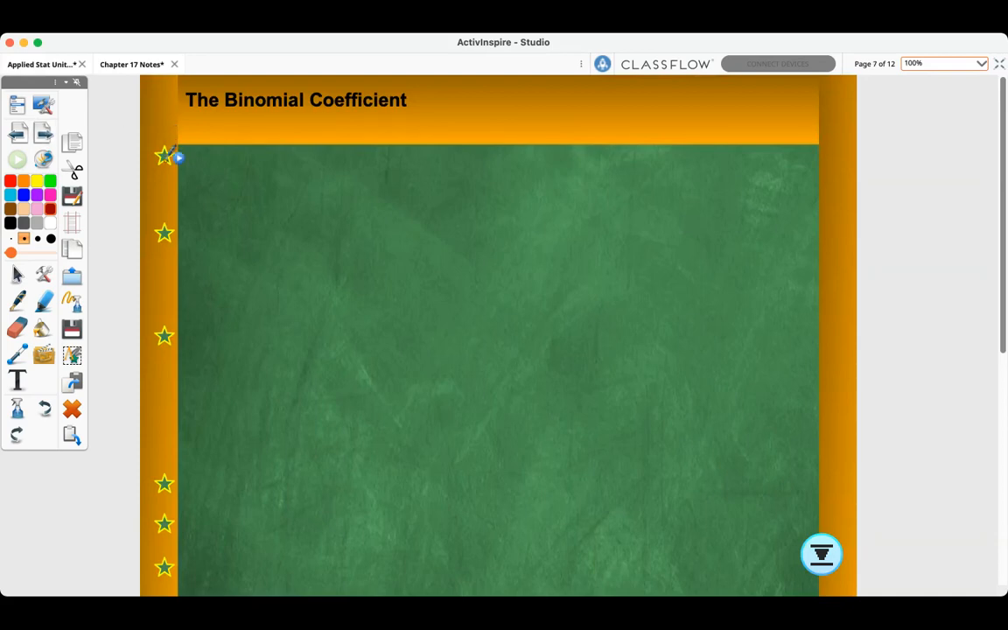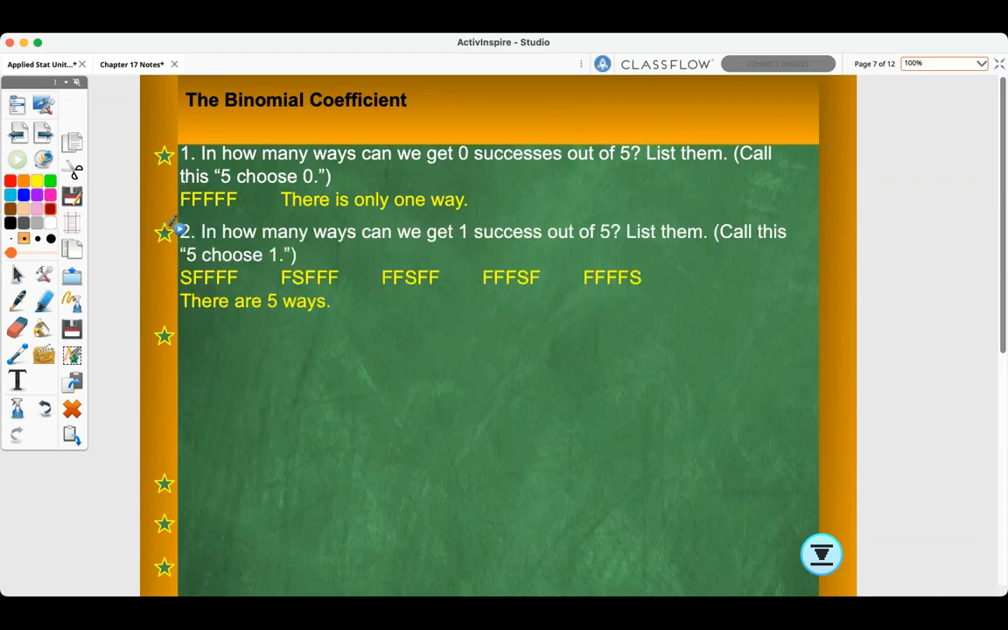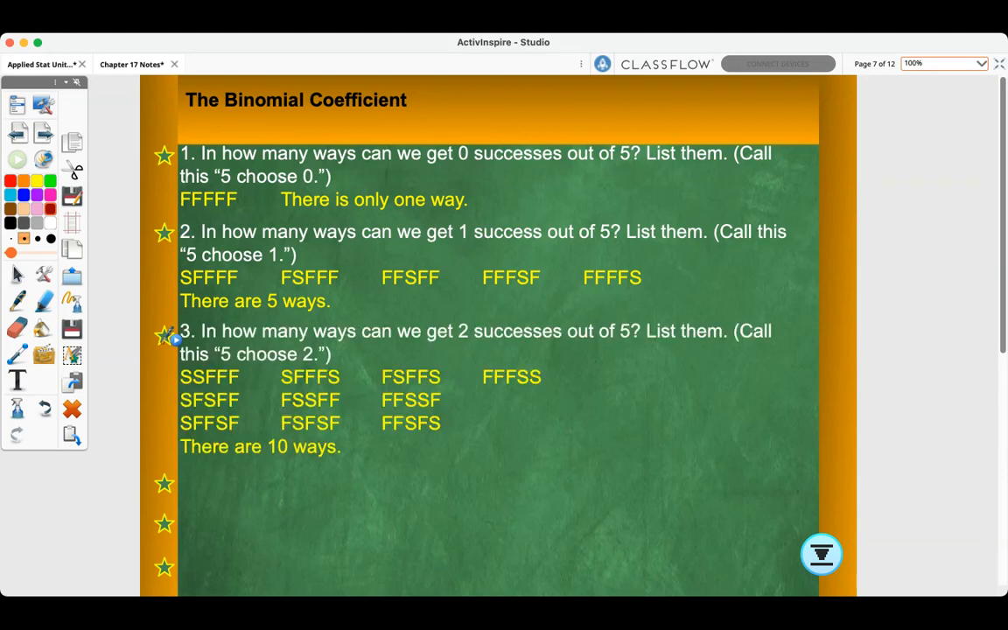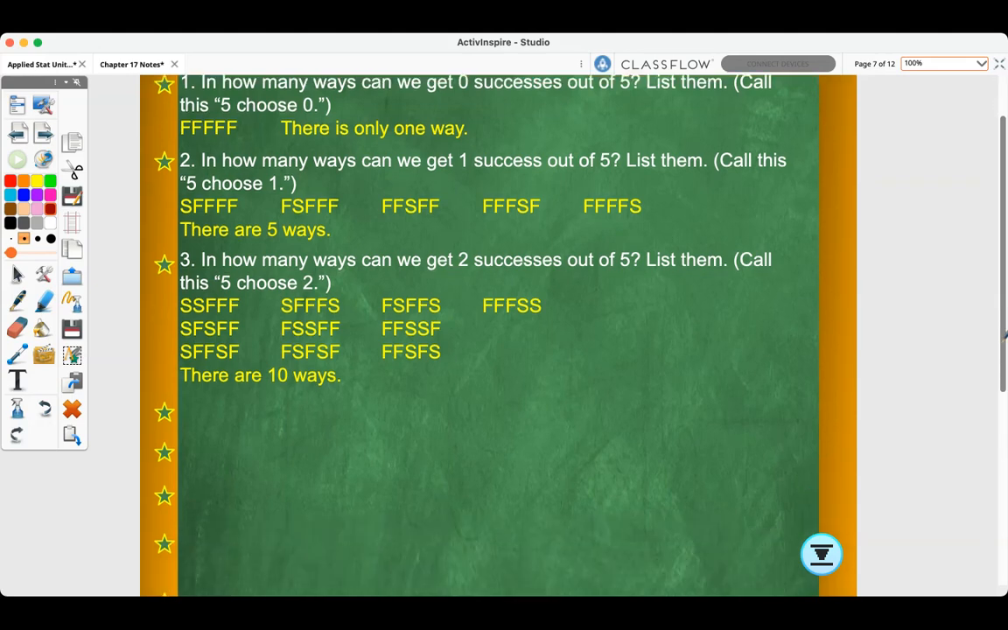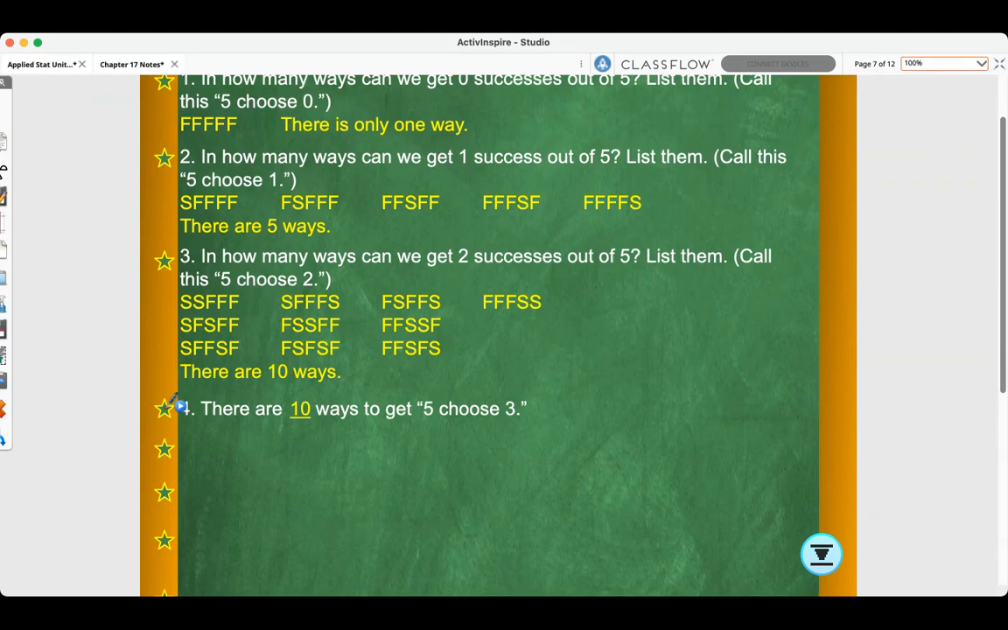The binomial coefficient. In how many ways can we get 0 successes out of 5? List them. So call this 5 choose 0. There's only one way. In how many ways can we get 1 success out of 5? We're going to list them. We call this 5 choose 1. There are 5 different ways. And how can we get 2 successes out of 5? This is 5 choose 2. There are 10 different ways. There are 10 different ways for 5 choose 3. There are 5 for 5 choose 4. There's 1 for 5 choose 5.